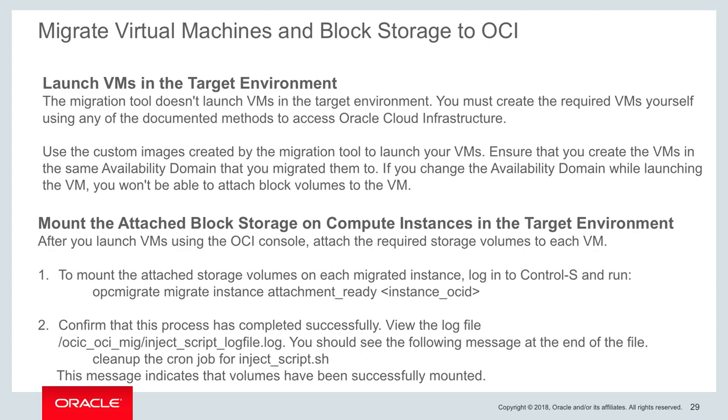After you launch VMs using the OCI console, attach the required storage volumes to each VM. To mount the attached storage volumes on each migrated instance, log into the Control S server and run OPC Migrate, Migrate instance attachment ready, and specify the instance OCID. Confirm that this process has completed successfully.